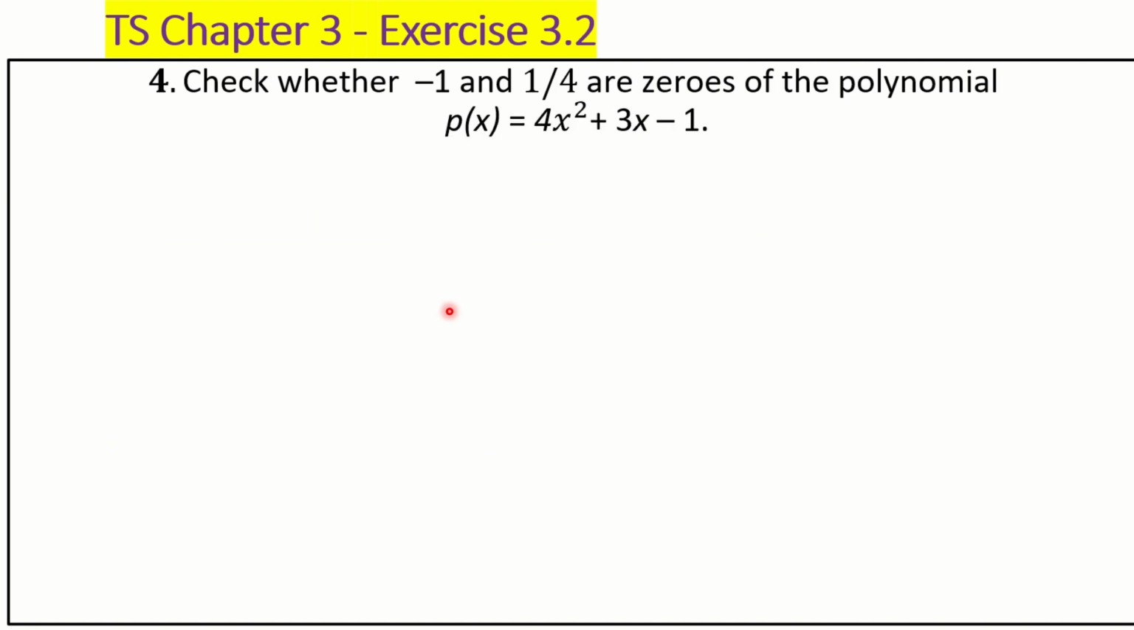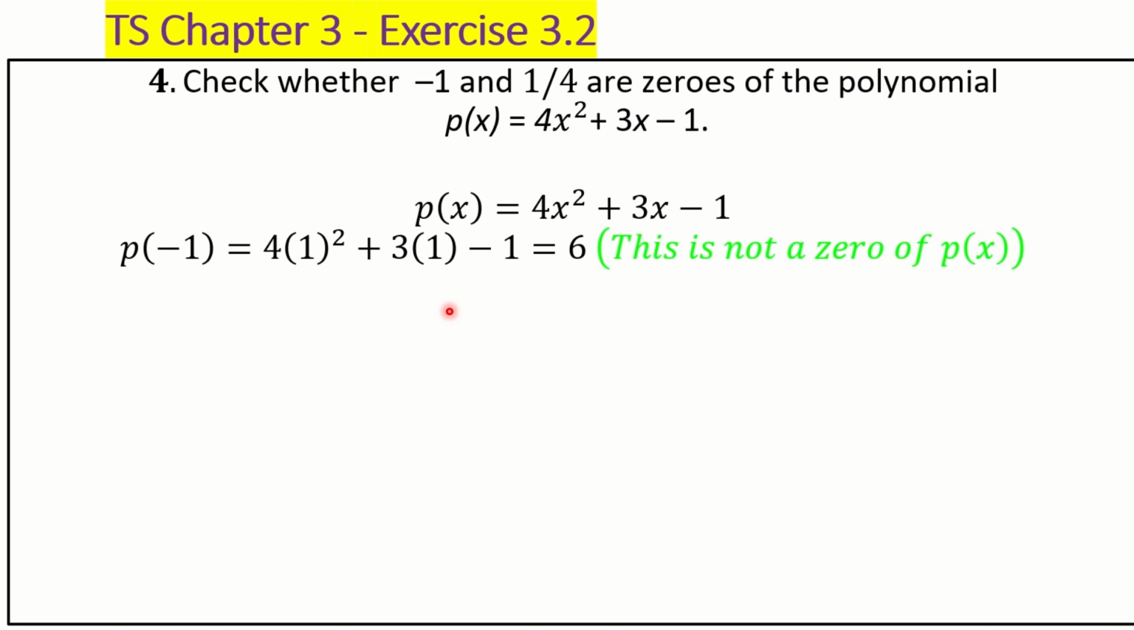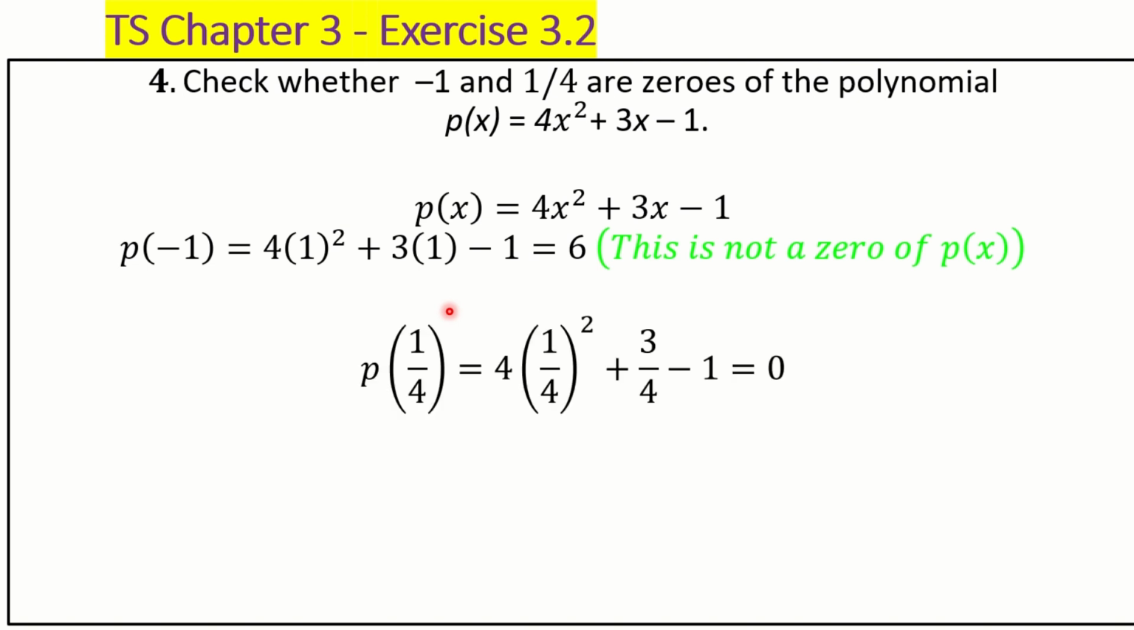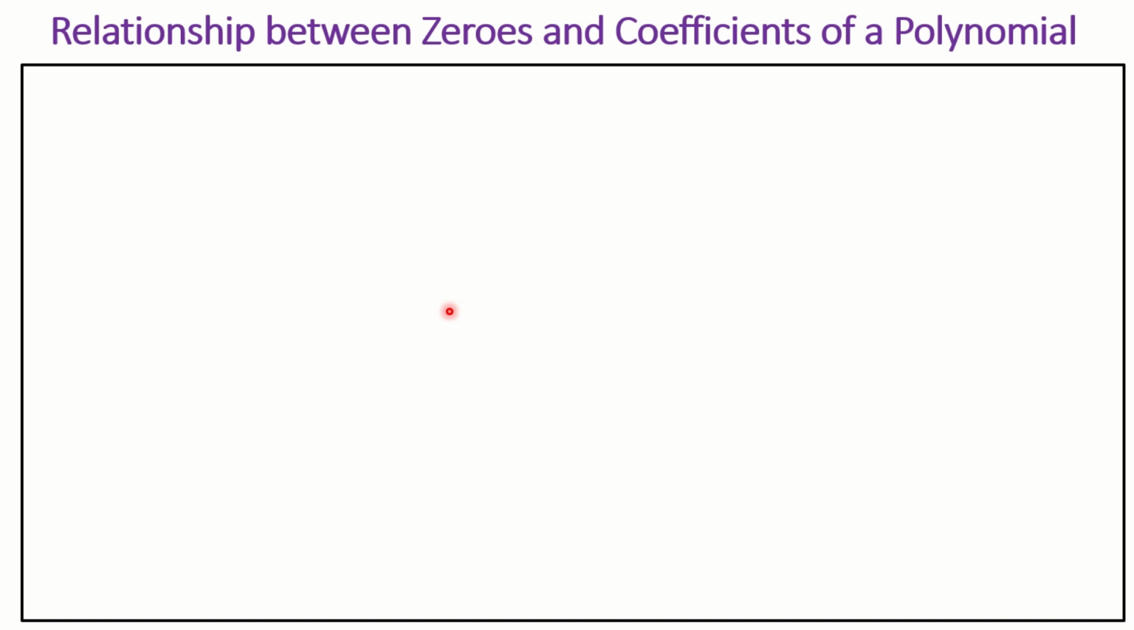Check whether minus 1 and 1 by 4 are zeros of the given polynomial. This is simple, right? We already know the substitution method. P of minus 1 is 6, so it's not a zero. P of 1 by 4 is equal to 0, so it's a zero. So that's how we'll do it.